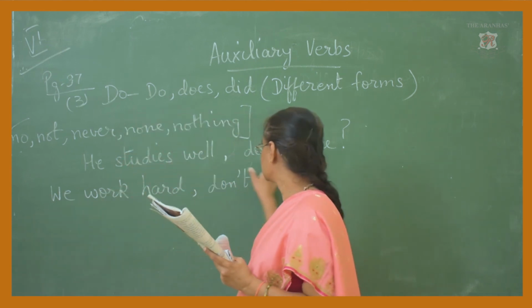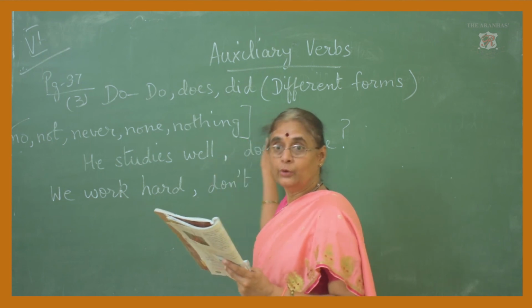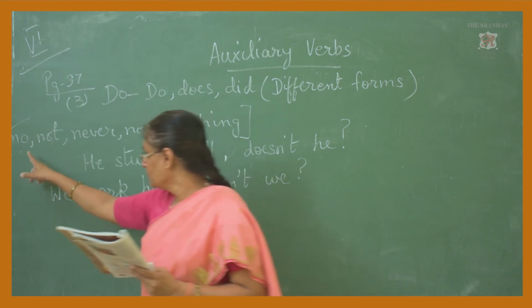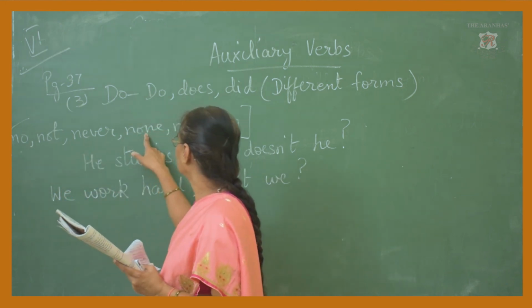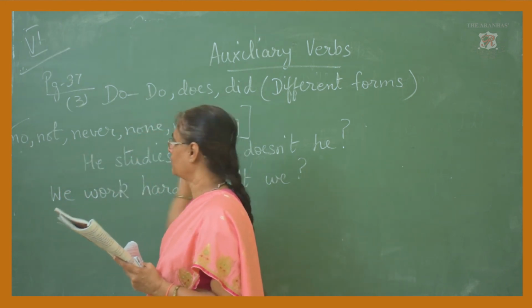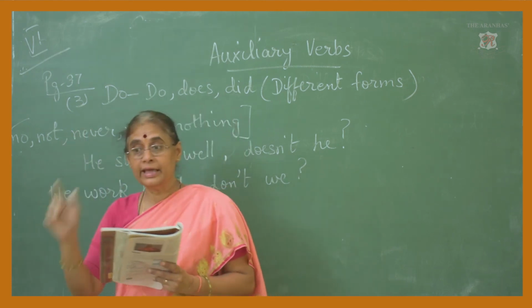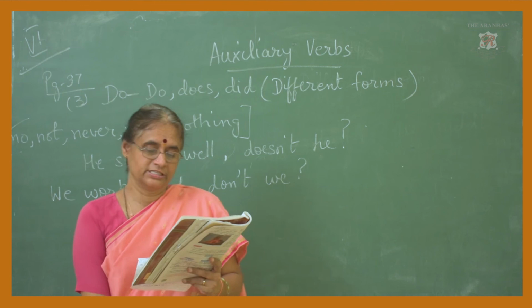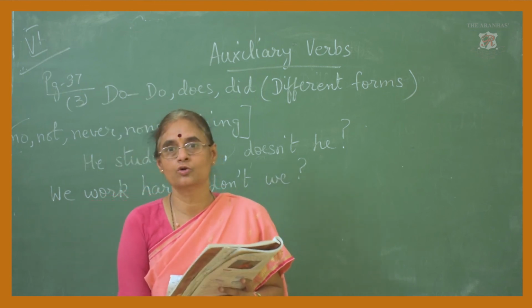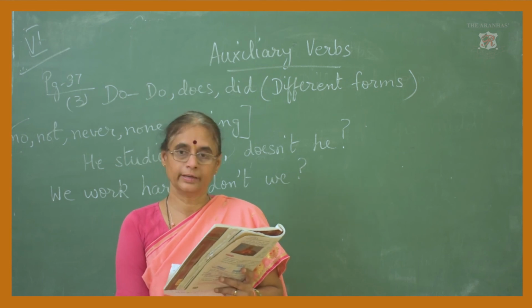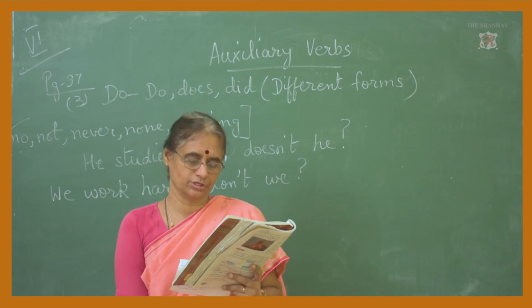Here these are question tags, but without this also we have few negative sentences. That is, any one of the negative words can be there. No, not, never, none, nothing. Any one of the negative words is there in the sentence. We did not go back. We did not do the homework. Okay? Any word can be used.